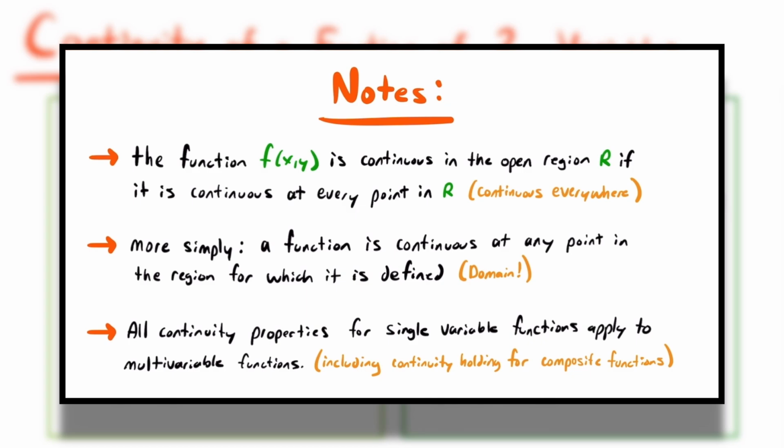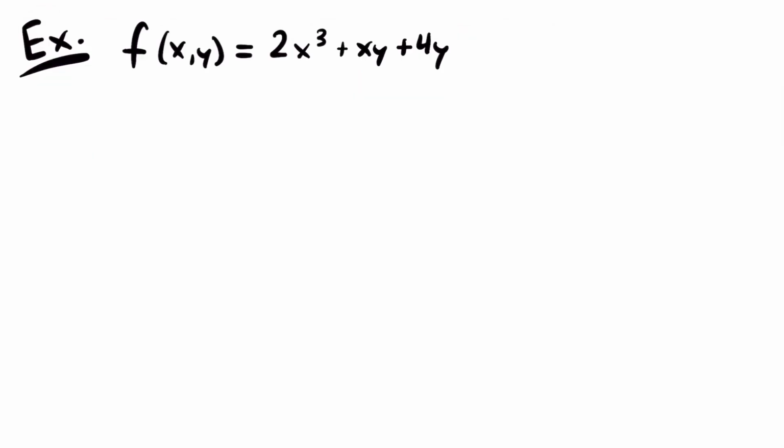And so now that you're familiar with the big ideas of continuity of functions of two variables, let's look at a couple examples where we determine the continuity of some multivariable functions. First up, we have this function, f of xy is equal to 2x³ plus xy plus 4y. All right, so if we want to determine the continuity of this multivariable function, we have to ask ourselves, are there any points xy for which this function would be discontinuous? In other words, are there any points that would cause an issue for this function? Just think of it like determining the domain. Are there any values for which the function would be undefined?